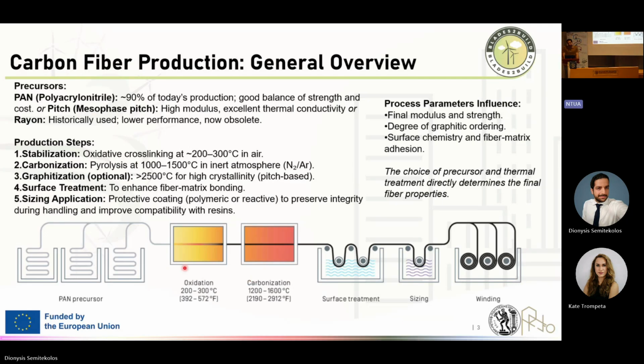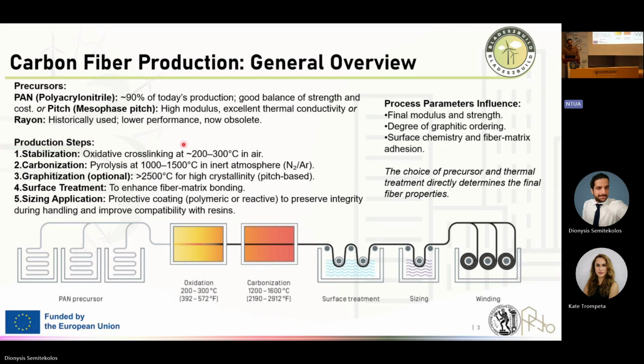So these processes that we discussed, the stabilization, carbonization, treatment, and sizing, all of them affect the final structure and properties of the carbon fiber. And we are going to explain how each one is affecting the properties. But for now, this is the general schema that I want you to keep.